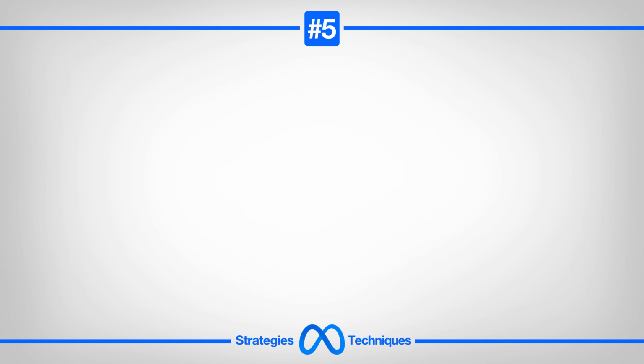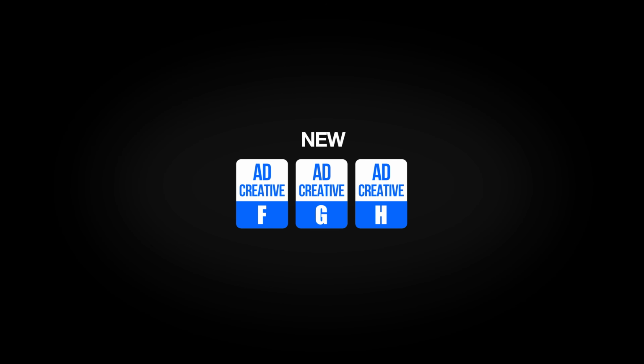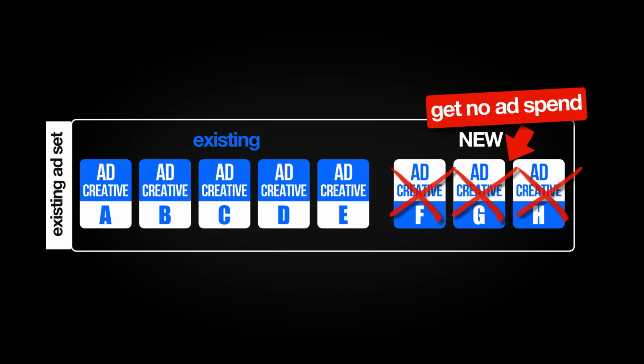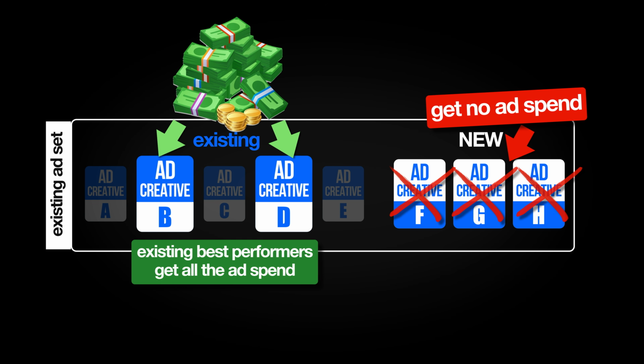Strategy number 5 is to use the creative testing tool. A lot of advertisers have run into issues post Andromeda when it comes to testing new ad creative. I've already talked about wanting a lot more ad creative, so we want to test to find out what's working, what's not. A lot of advertisers are running into problems where they upload new ad creative, add that into an existing ad set, and it just gets no ad spend whatsoever, and it feels pointless, like a complete waste of time. The existing best performers just continue to get all the ad spend.